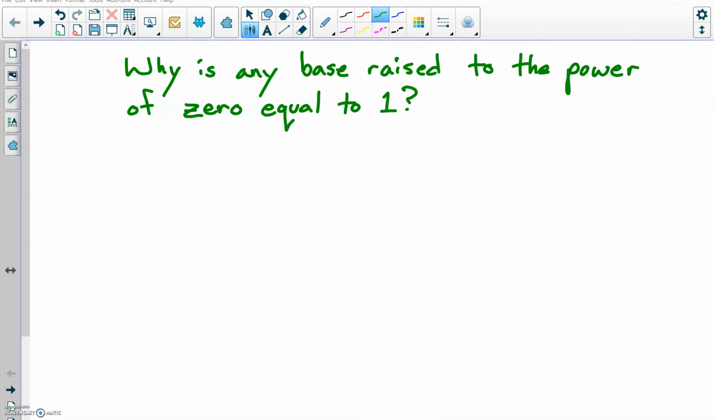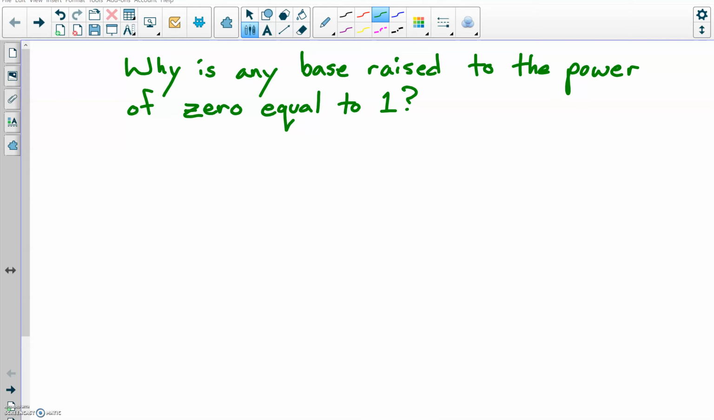In this video, I'm going to answer the question, why is any base raised to the power of 0 equal to 1? Why does this work? And the way I'm going to approach it is using a pattern. In math, a lot of times patterns are there, and this is one place where I think if I show it using a pattern, you're going to pick up on it. You're going to see why it is, and then I'll show you with a couple of different bases why that pattern holds no matter what.